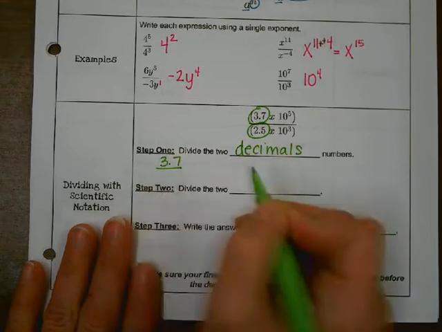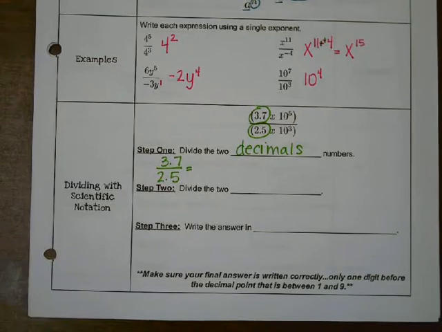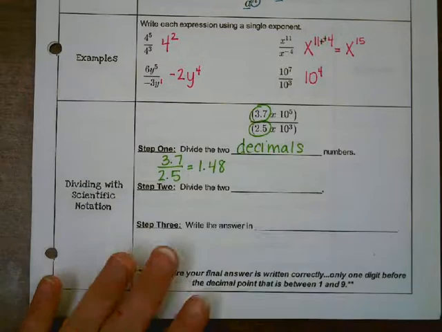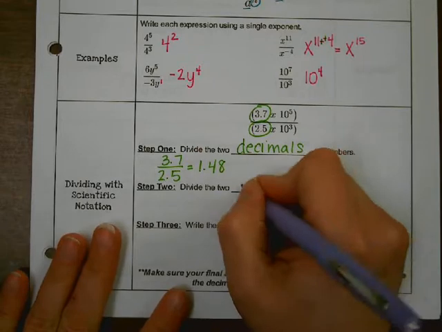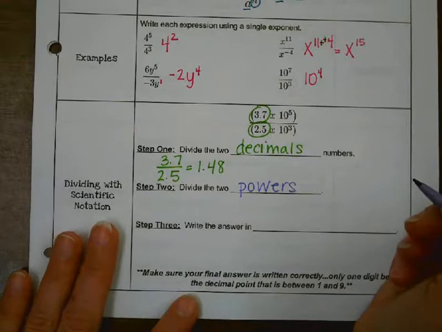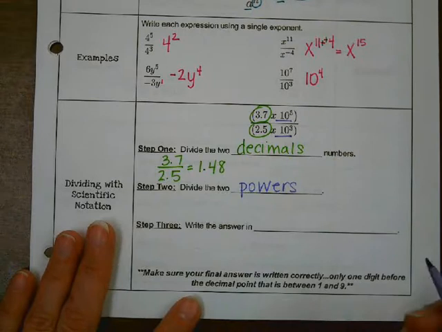3.7 divided by 2.5. So go ahead and type that into your calculator. And when you do that, you get the answer of 1.48. Now my second step is to divide the two powers. Again, exact same steps that we had yesterday, except now we're doing them with division rather than multiplication. So I'm going to divide my two powers, which is 10 to the 5th divided by 10 to the 3rd.